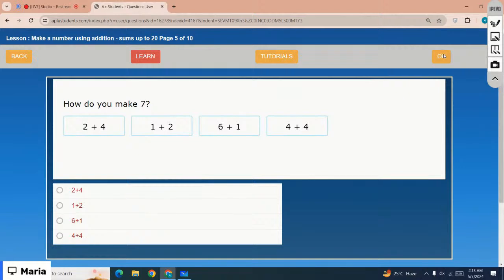How do you make 7? Which is the correct option? You have to make the 7. The correct option is 6 plus 1. Yes, that's option number C. 6 plus 1 is the correct option.